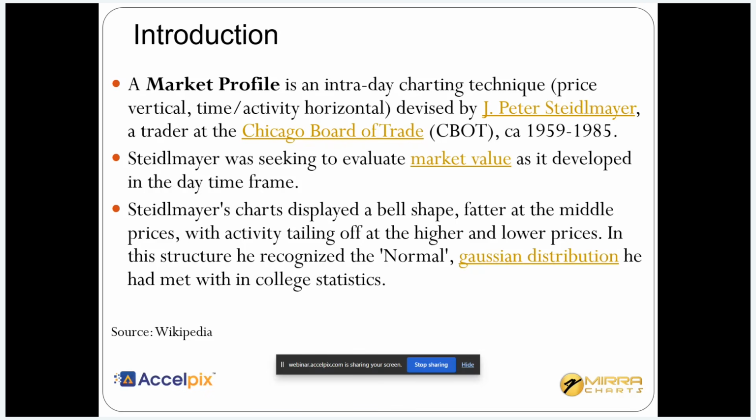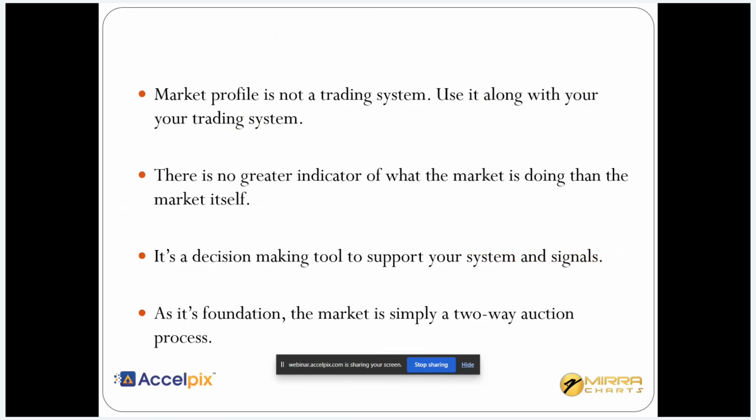Market profile is an intraday charting technique devised by Peter Steidlmayer, in the 1959 to 1985 period. Why this tool was developed is that Steidlmayer wanted to evaluate the market value. As it is developed on the day time frame, you want to understand the value of the asset. This is nothing but a Gaussian distribution, a kind of distribution you people have seen. This is how the tool has been developed.